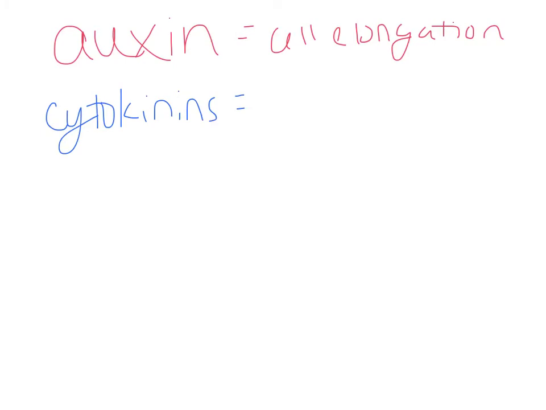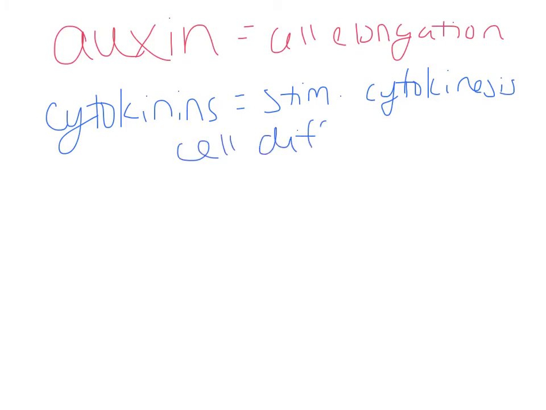I also have cytokinins that will stimulate cytokinesis, or cell division. So they will encourage growth by encouraging the division of cells. The cytokinins also do cell differentiation, or specialization. We talked about how there are different kinds of tissues: ground tissue, dermal tissue, vascular tissue. And so cells in a plant do need to specialize or differentiate.